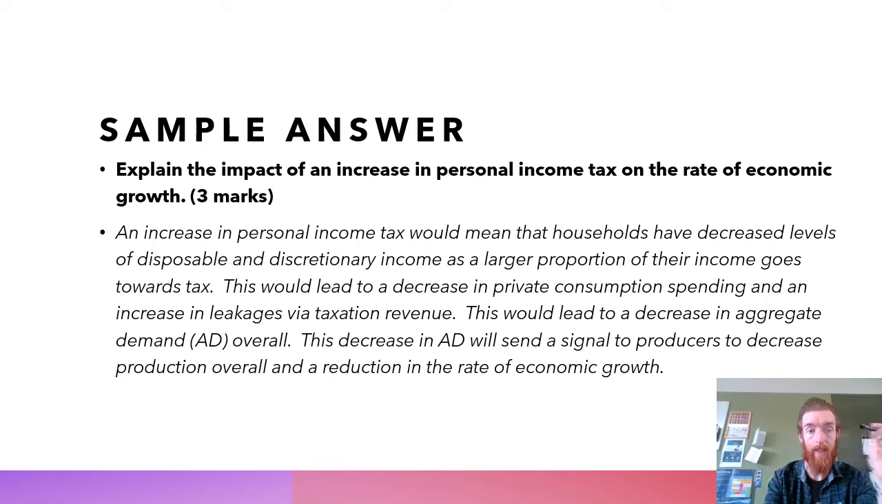So let's look at this. Now, if we look at an increase in personal income tax, would mean that households have decreased levels of disposable and discretionary income as a larger proportion of their income goes towards tax. So that first bunch of sentences, that's your first mark. Then this will lead to a decrease in private consumption spending and an increase in leakages via tax revenue, and this would decrease aggregate demand overall. That's your second mark. This decrease in aggregate demand would send a signal to producers to decrease production overall and lead to a reduction in the rate of economic growth.